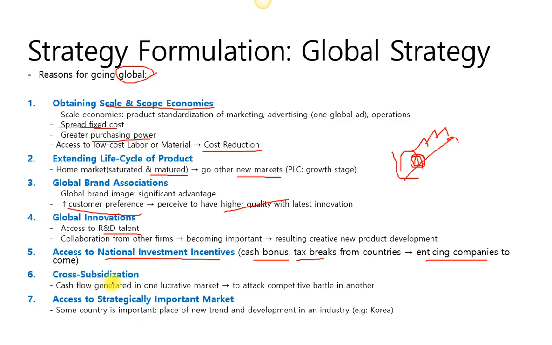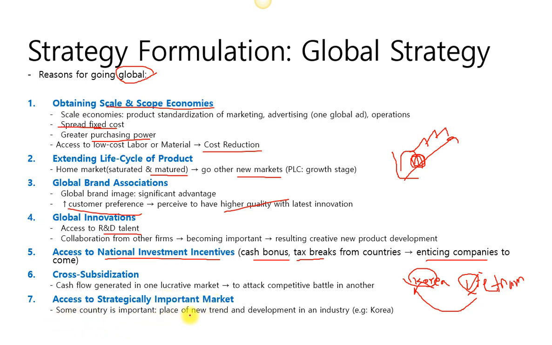Cross subsidization. Cash flow generated in one lucrative market is used to compete and battle in another. So, for instance, we talked about McDonald's in Vietnam. Because they're doing so well in Vietnam and not so well in Korea, from the cash that you earned from Vietnam, you can compete in the battle in Korea with Lotteria and other companies. Okay, and you get access to a strategically important market.